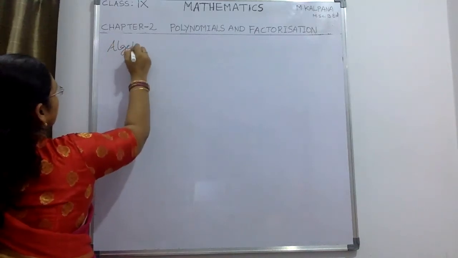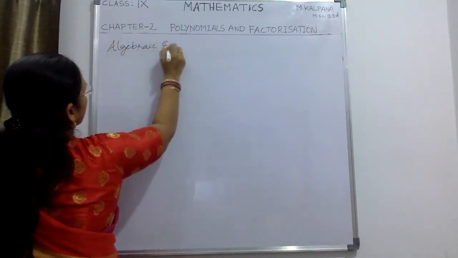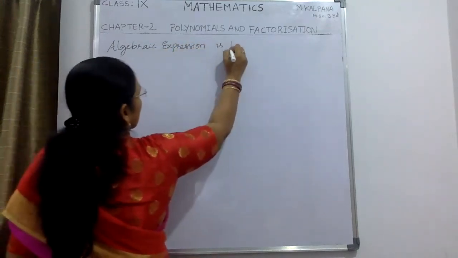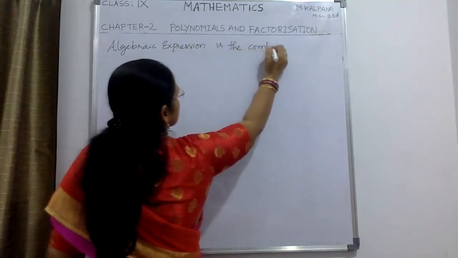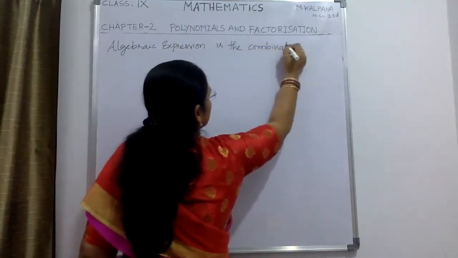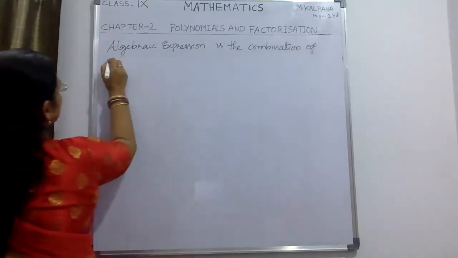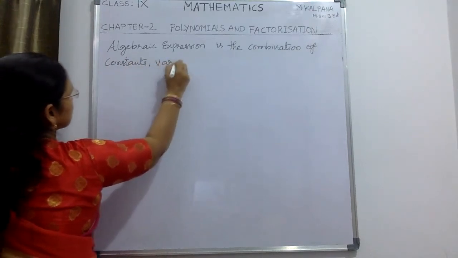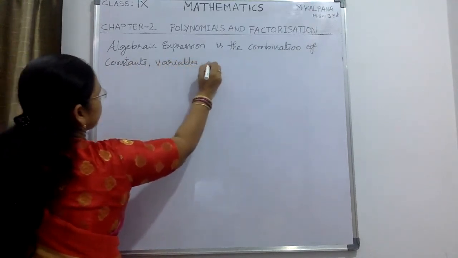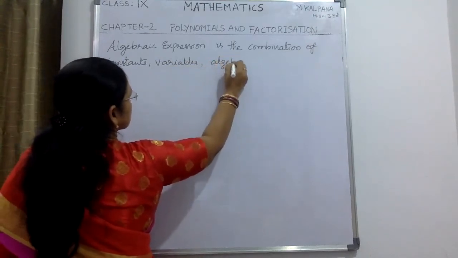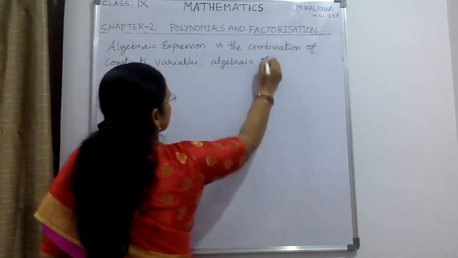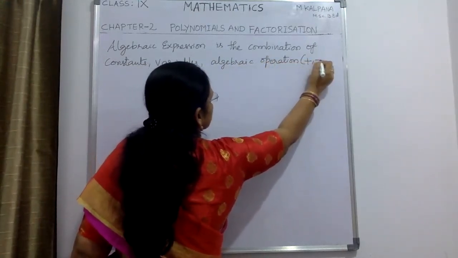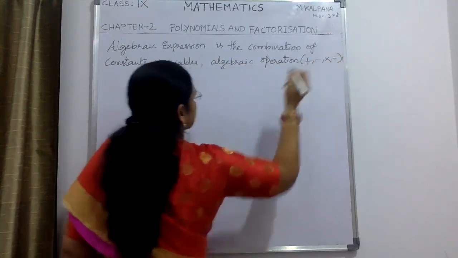Algebraic expression is the combination of constants, variables, and algebraic operations. What are they? Plus, minus, into, and division.